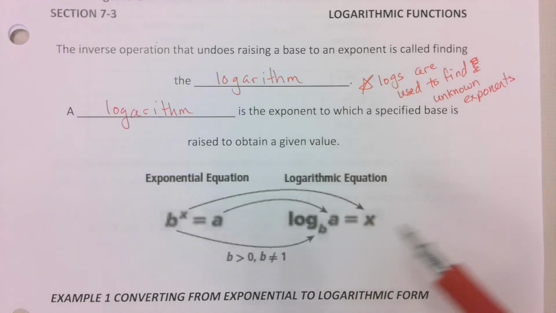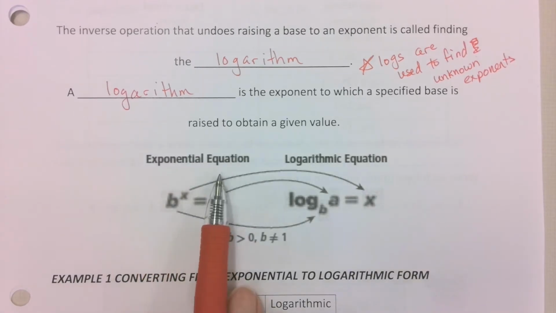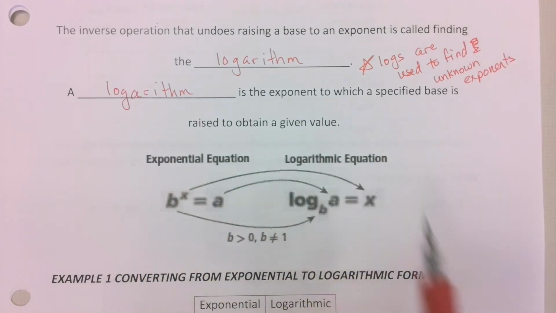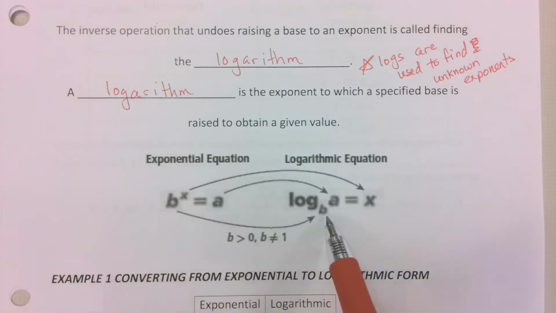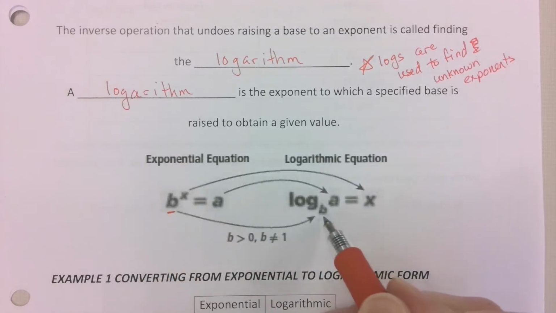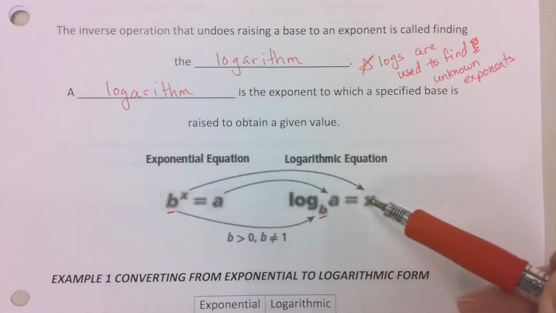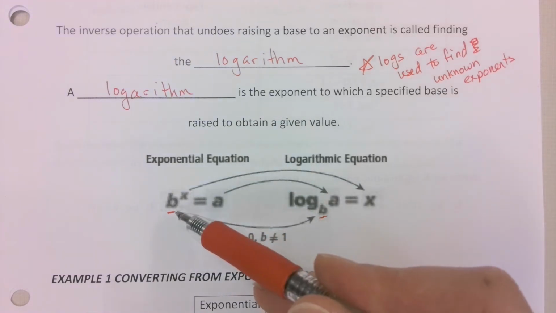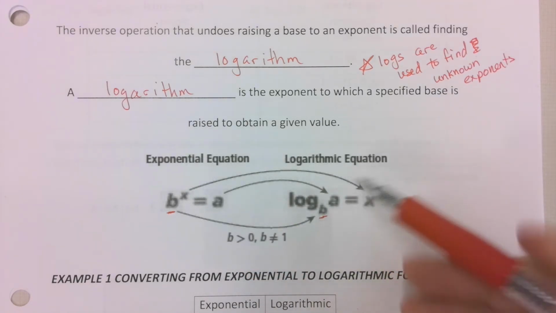We're going to start by doing some basic ideas, and we're going to talk about the inverse. Exponential equations and logarithmic equations are inverses. So this is really important to know. We have our exponential equation with a base to the power of x equals a. To change it to logarithmic form, the base of your exponent becomes the base of your log. This is read log base b of a equals x. It's written as a subscript down low.